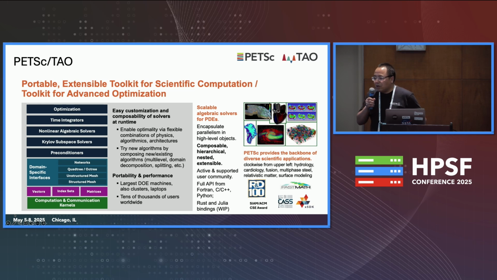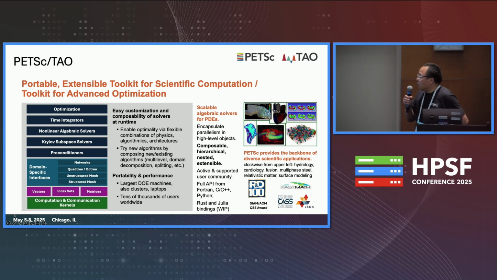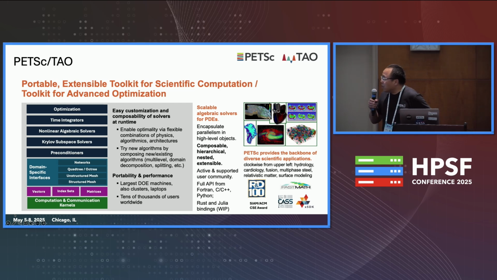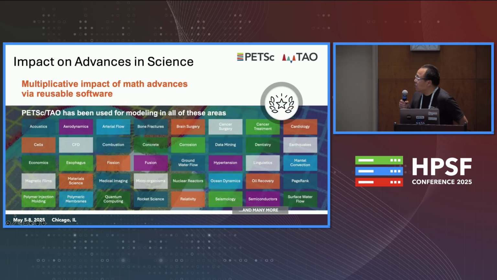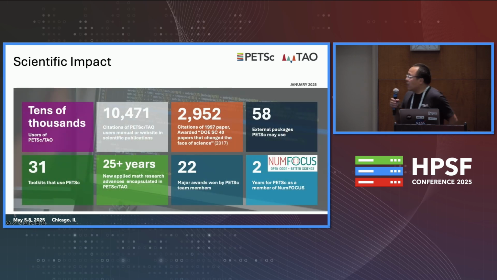PETSc was the first widely used distributed numerical library, and it provides a large suite of solvers, linear and nonlinear, and time-stepping solvers, and optimizers. PETSc is the backbone of diverse scientific applications. This slide shows the science domains using PETSc. You can see a lot. From these scientific impact index numbers, you can see PETSc's impact.